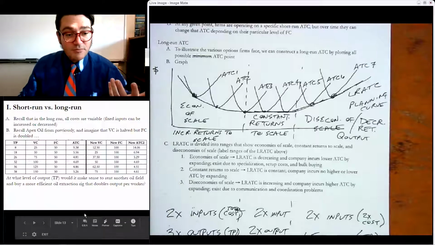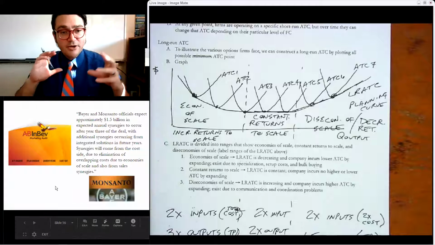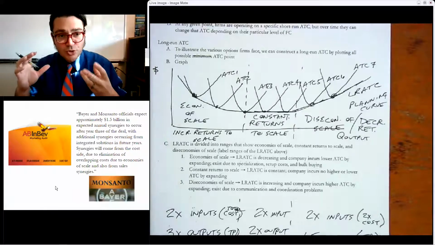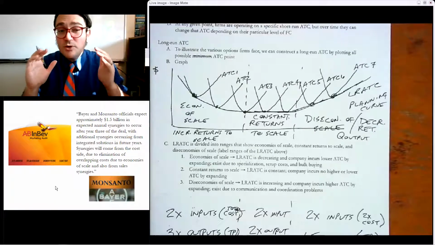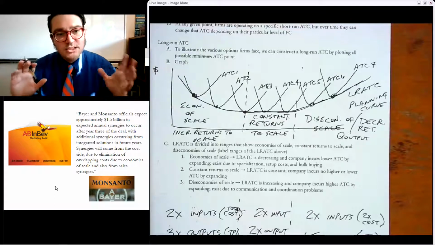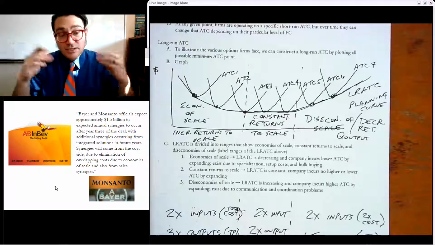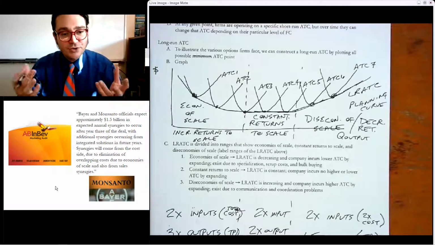And I do want to show you that businesses think about this kind of stuff all the time. This is actually from Bayer and Monsanto. They merged several years ago. They expected, when they merged, approximately 1.5 billion in expected annual synergies. That's a fancy business term that means they're going to do some cost savings after year 3, with additional synergies occurring in future years.